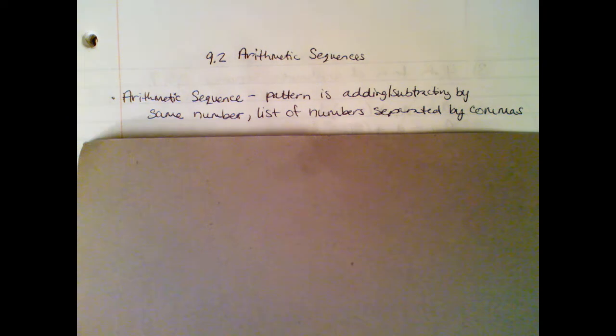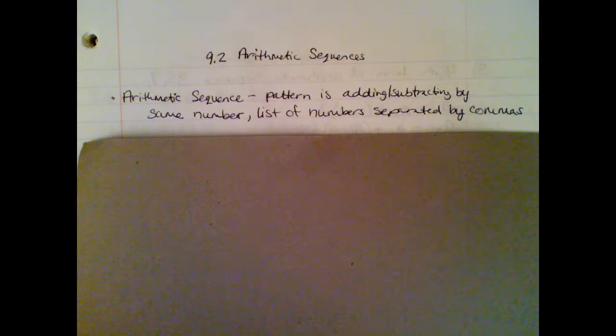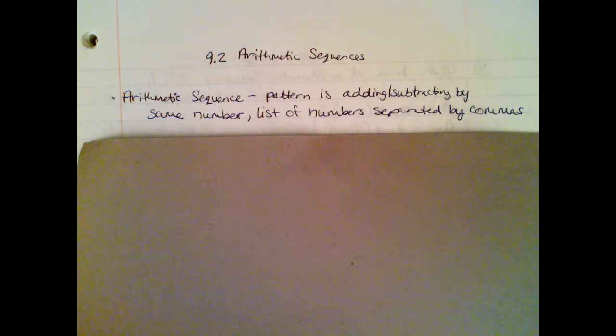9.2 is going to be working with arithmetic sequences. Arithmetic just means that it's a pattern that is adding or subtracting by the same number. And sequence means that it's a list of numbers separated by commas. So to be an arithmetic sequence, the pattern needs to be adding or subtracting by the same number. And to be a sequence, it needs to be a list of numbers separated by a comma.